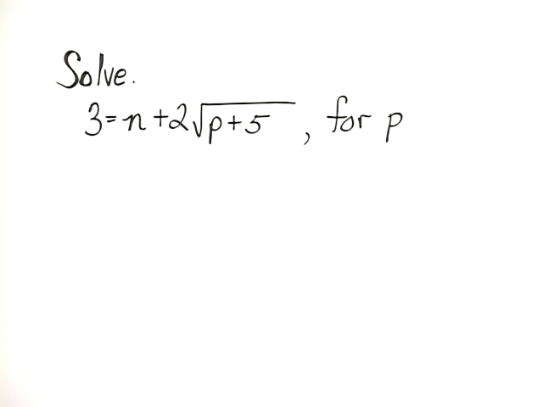In this next set of questions, we'll be looking at solving a formula for a letter. Solve 3 equals n plus 2 times the square root of p plus 5 for p.